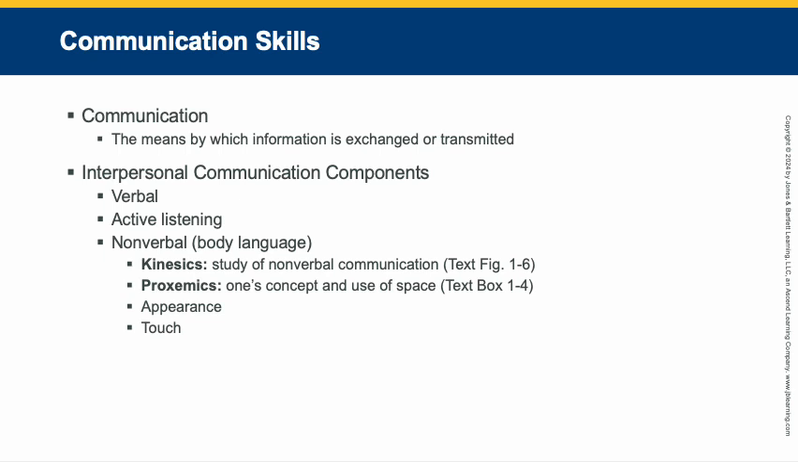Okay, so let's discuss interpersonal communication. This is between individuals using three main components: verbal, active listening, and nonverbal. So first, let's discuss verbal communication. This is the spoken word, okay? This is the most obvious form of communication. Then you have nonverbal communication.